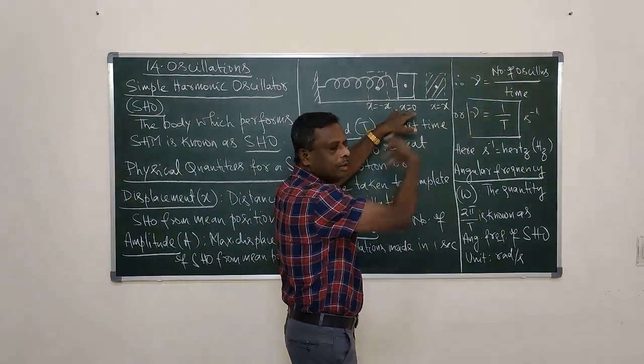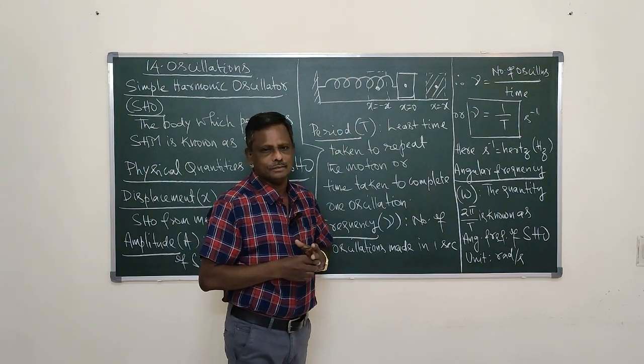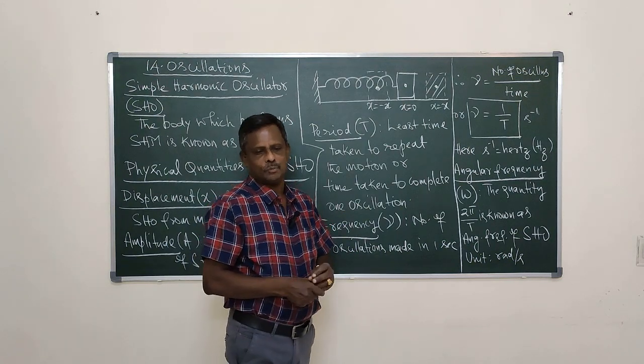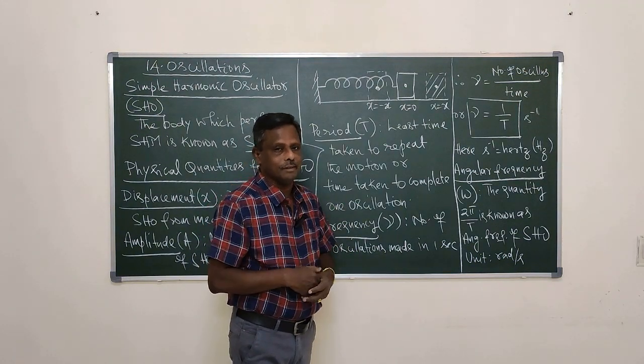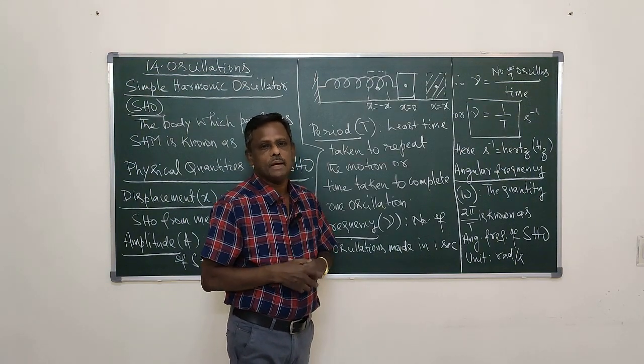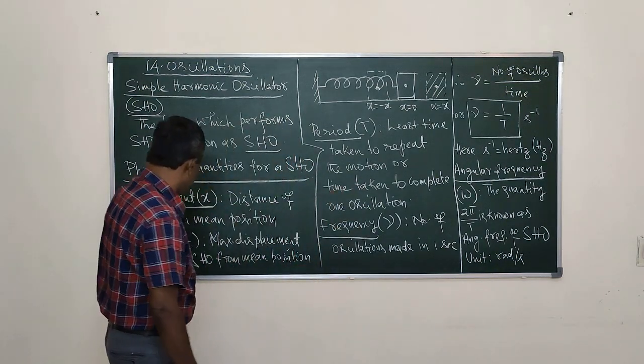You slightly pull and release, and the body is going to oscillate like this. It is going to move on a straight path, a repeated motion. That is going to be simple harmonic motion. The point about which it makes the oscillation, that fixed point, we are going to call the mean position. So from this we will go to the definition.